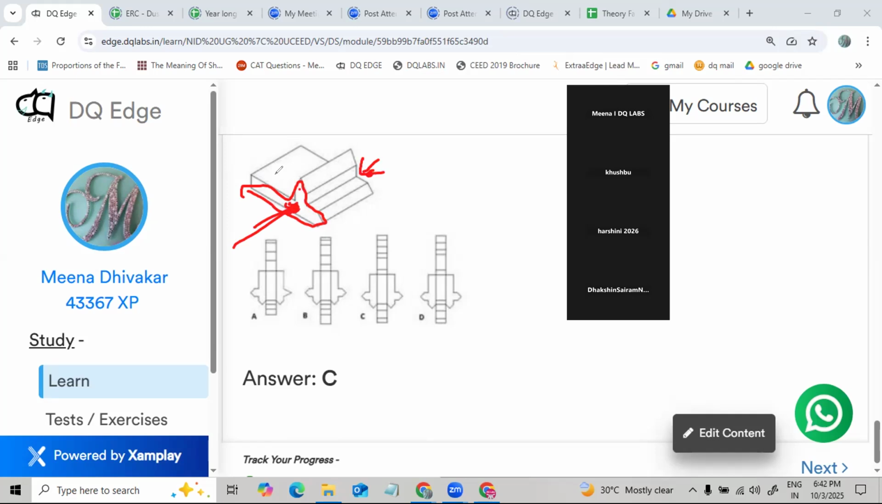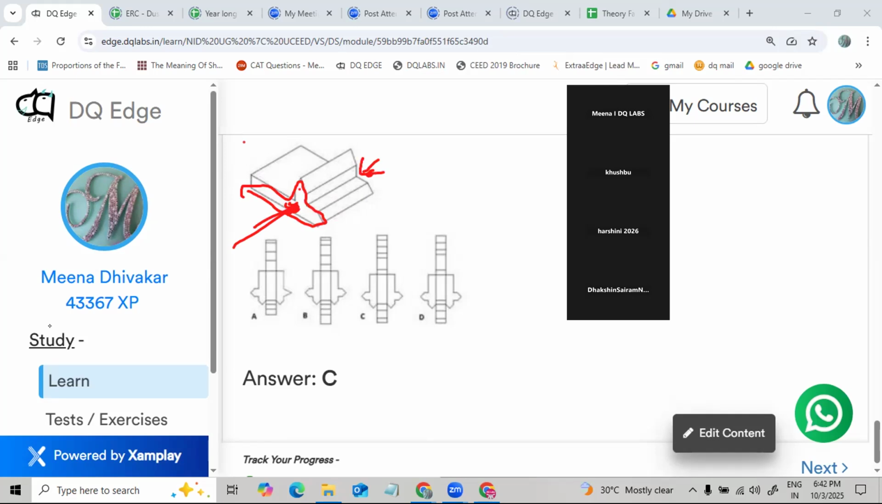Plus 2. This is applicable only when both the views are the same, the front and back or left and right. If those are the same, only then you can use this method. Otherwise, this won't apply. Clear? Yeah, thank you, ma'am. Okay, so now this topic is done.